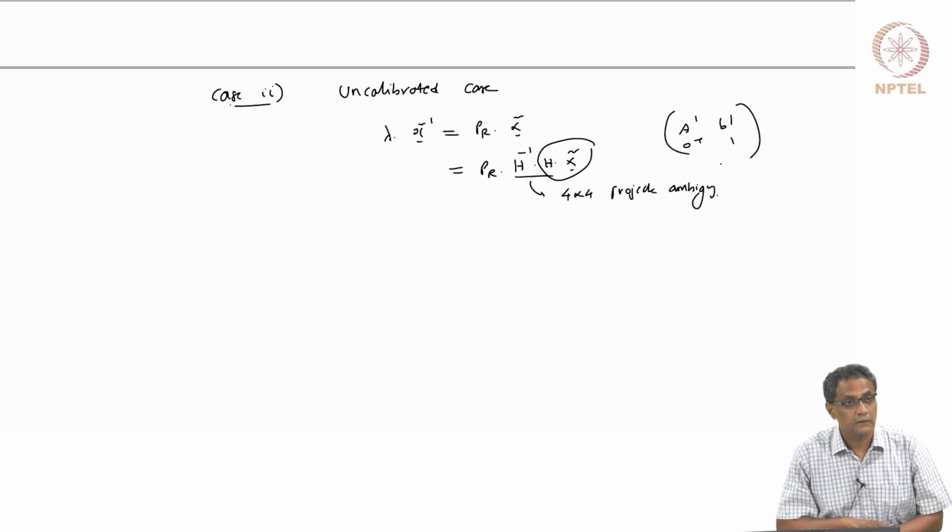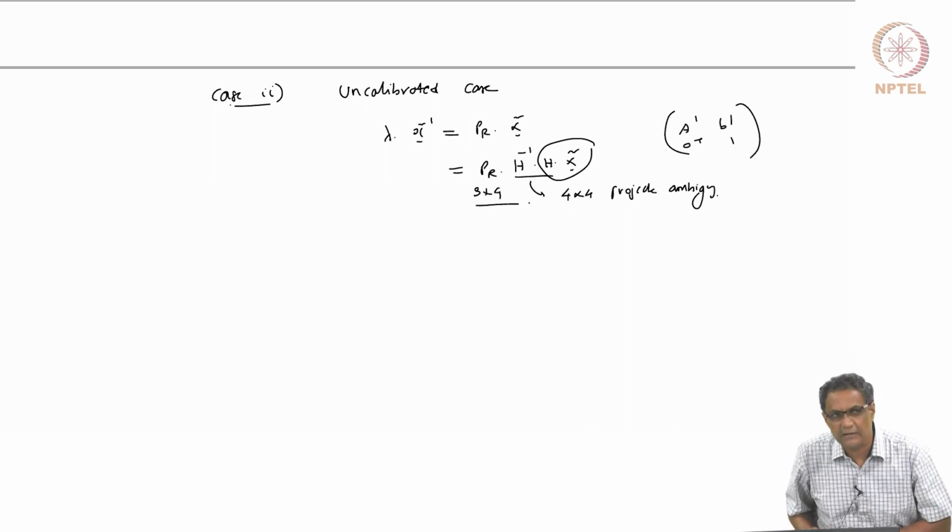Still that last one can be 1. If you see the structure of PR, PR is 3 cross 4. In general, H can be a full blown projective ambiguity.